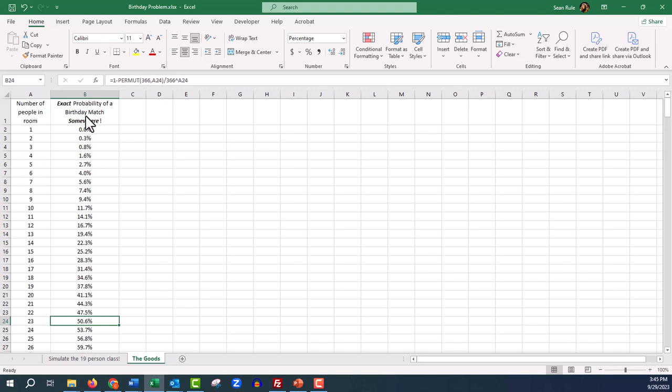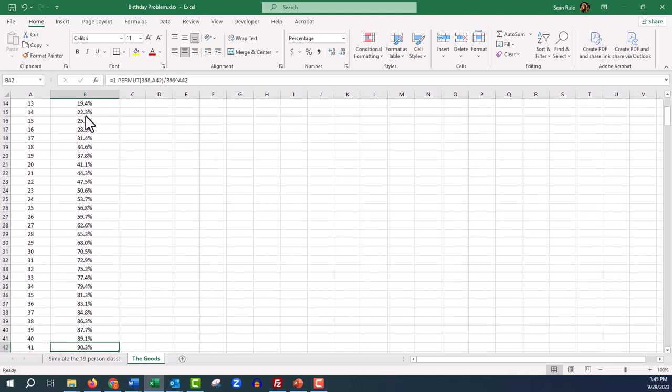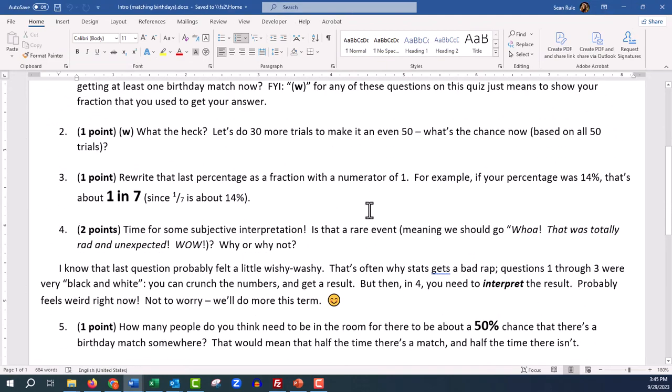And then the last question on the quiz is how many people would you have a 90% shot? And that looks to be about 41 people. You're almost at exactly 90%. So I love this. I love that it came up in class. I love that we decided to chase it down, and it makes for a fun kind of surprising quiz. All right. Hope that helped.